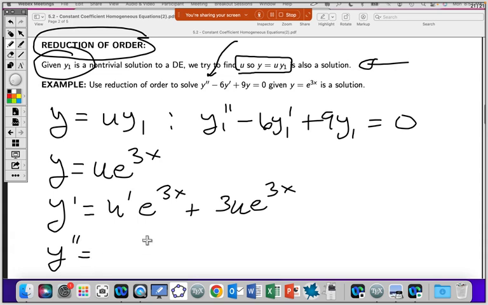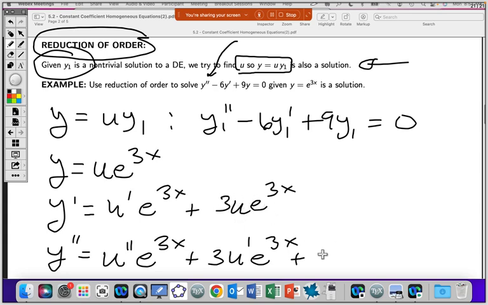And then y double prime, product rule again. Derivative of the first factor times the second plus the first times derivative of the second. The second factor is going to spit out a factor of 3. Plus, now we're moving to the derivative of the second term here. Derivative of the first factor there, plus the first times derivative of the second. Another factor of 3 spits out.